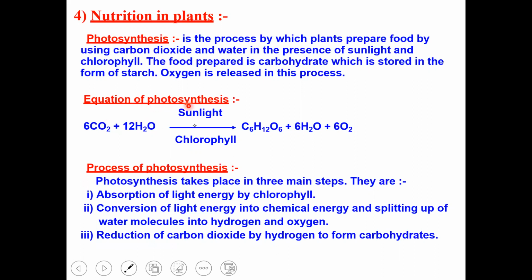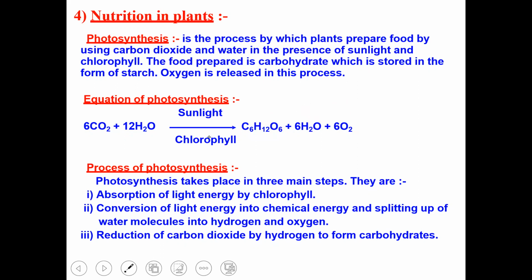So here you can see the equation of photosynthesis: carbon dioxide, which is absorbed through the stomata, reacts with water in the presence of sunlight in the chlorophyll, forms glucose, which then converts into starch, water, and oxygen.